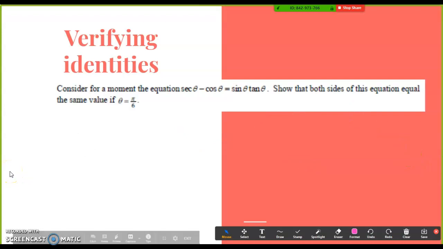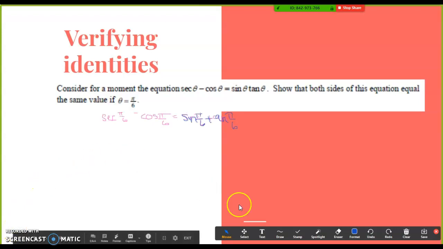I am encouraging you to pause the video. You are going to substitute in pi over 6 for every theta value. So you'll have secant of pi over 6 minus cosine of pi over 6 equals the sine of pi over 6 times the tangent of pi over 6. I want to see if you can work that out. All right, let's see what you get when you work this out.